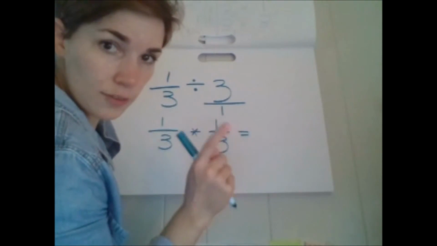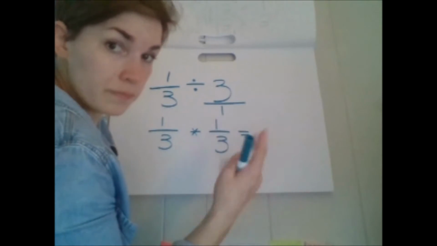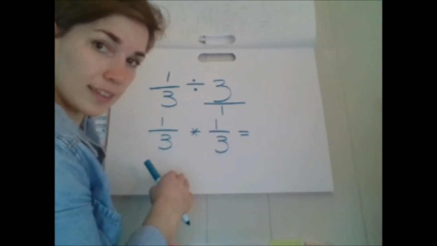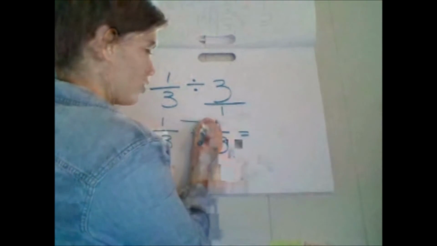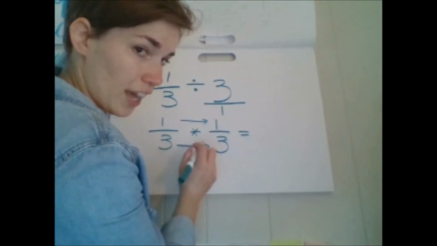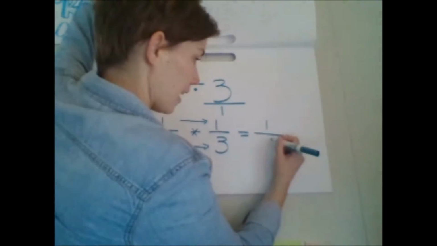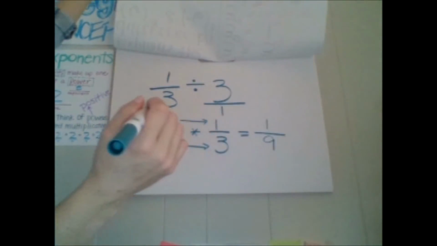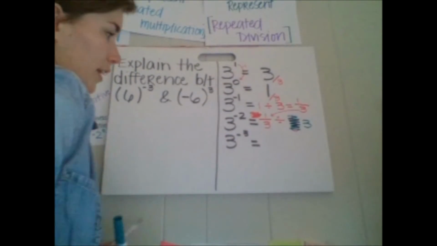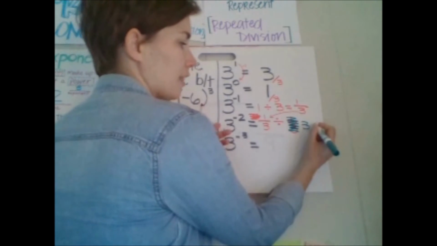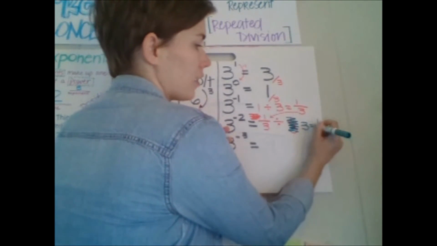Now remember that fractions represent division. Okay? So what we see from this, let's go ahead and solve this out, or simplify rather. 1 times 1 is 1. 3 times 3 is 9. Okay? So the value of the expression, or the power, 3 to the negative 2 is 1/9.